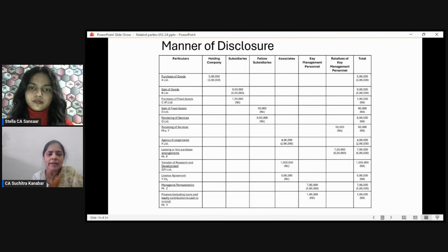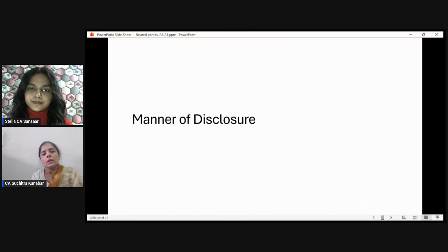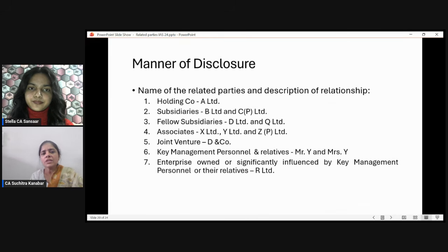Transfer of research and development, license agreements, manager remuneration, finance, including loans and equity contribution in cash or kind. Also, we can disclose over here provision for guarantees, collaterals, and settlement of liabilities on behalf of the entity or by the entity on behalf of another entity. That is also covered over here. Here we have just given the names of the related parties and the description of the relationship. I have just given the various heads and the names of the parties.